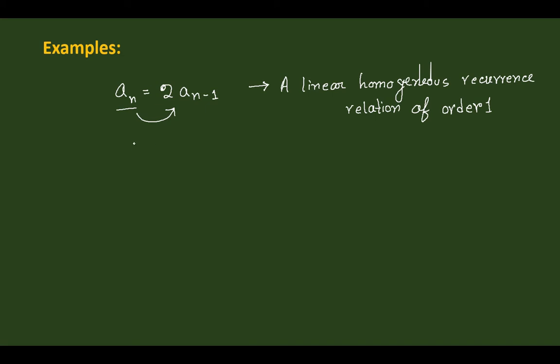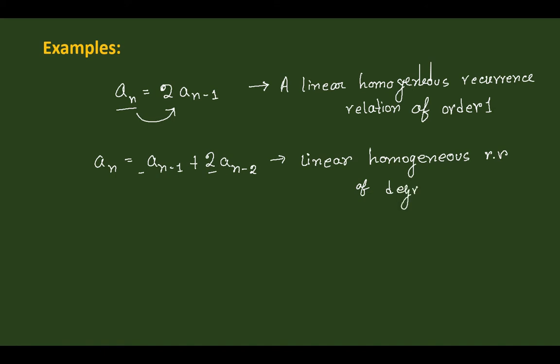Right? Now look at this one. If an is expressed as a n minus 1 plus twice of a n minus 2. So here we can see that these are constants because 2 is a constant and here C1 would be 1. So this is also a constant. So this would be a linear homogeneous recurrence relation as well of degree what? As we can see, an depends on its previous two consecutive terms. So this would be of degree 2.